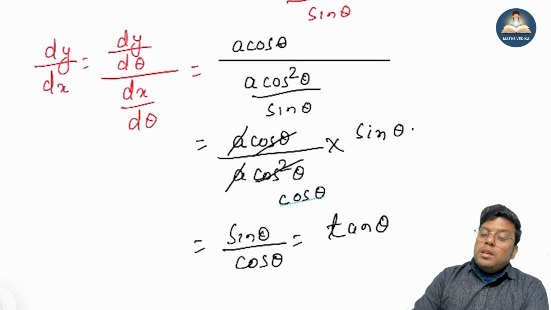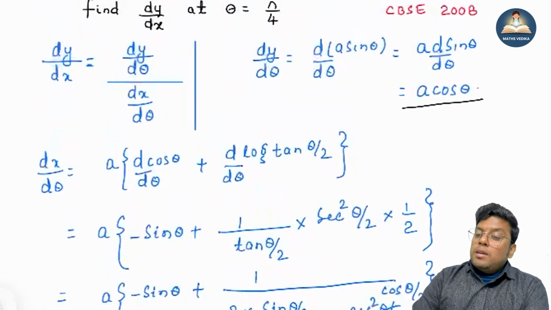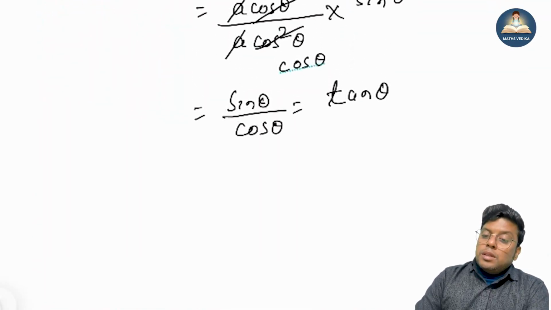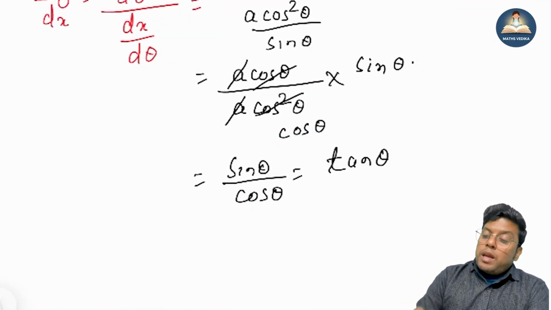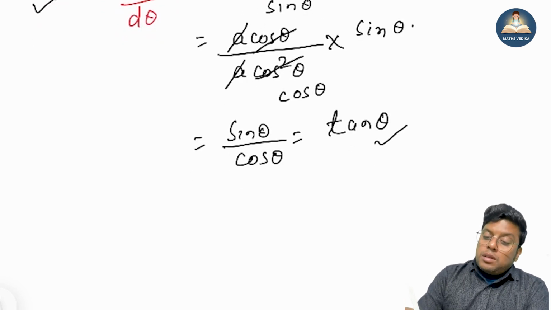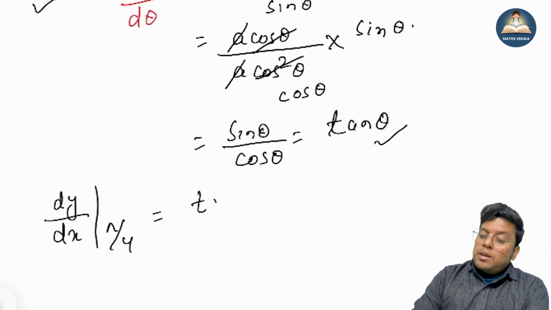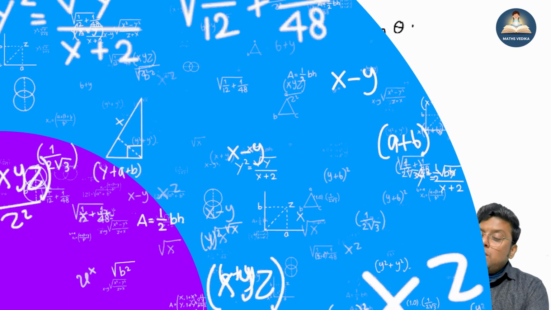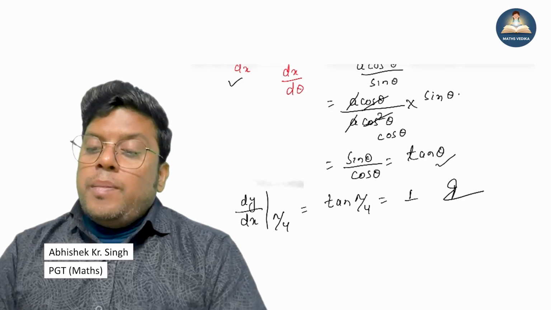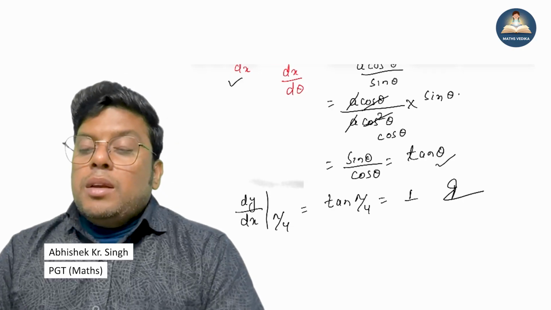Now we have to find dy by dx at theta is equal to pi by 4. So this is the value of dy by dx. Now dy by dx at pi by 4 is equal to tan pi by 4, which is equal to 1. So the differentiation of y with respect to x at pi by 4 will be equal to 1.